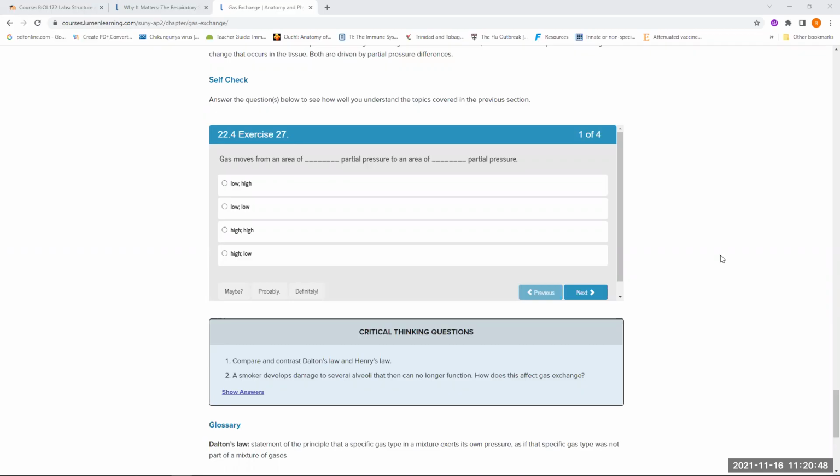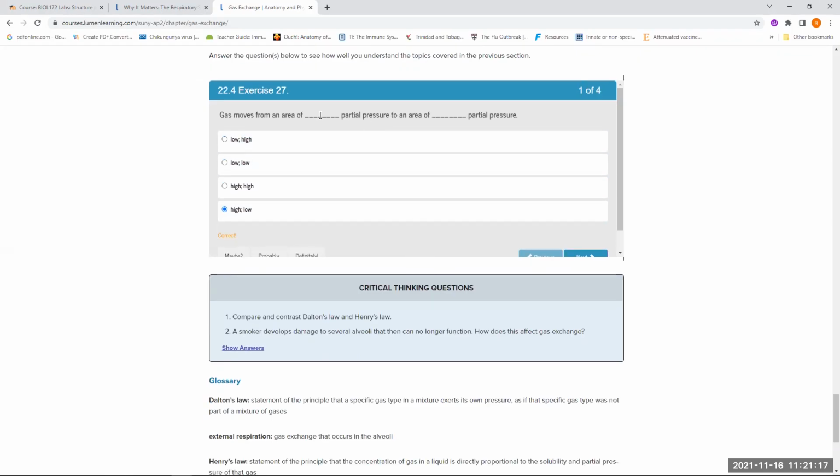Okay, let's go. Gas moves from an area of what partial pressure to an area of what? How do gases move? If you're looking at diffusion, from which, high to low? So which one do you think it is? This one or this one? This one? That's one. High to low. Right. How sure are you about it? Very sure. And you're right. Well done. So it moves, and same thing for partial pressures. It moves from high to low.